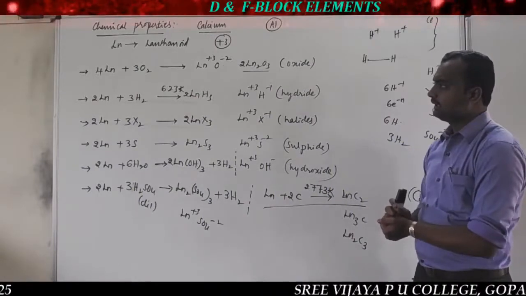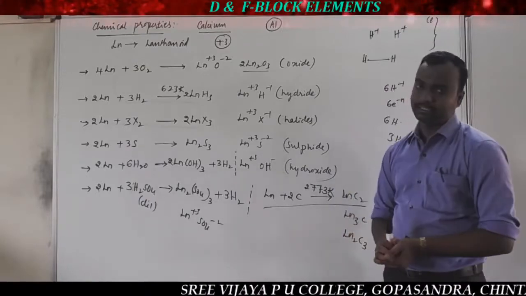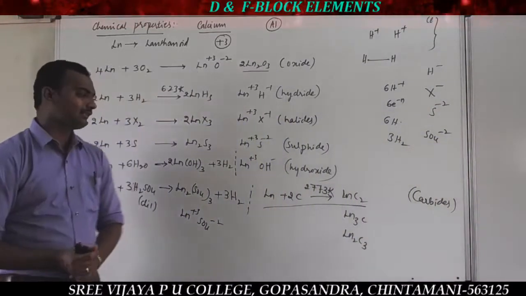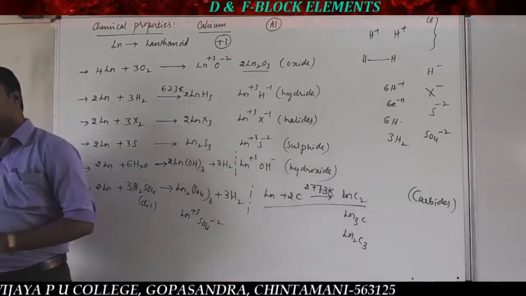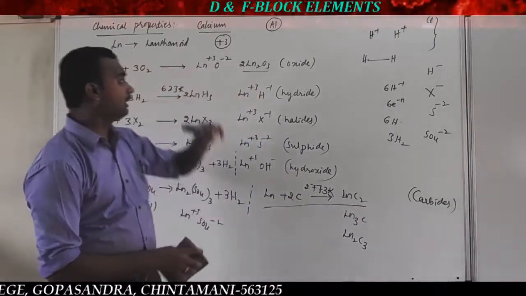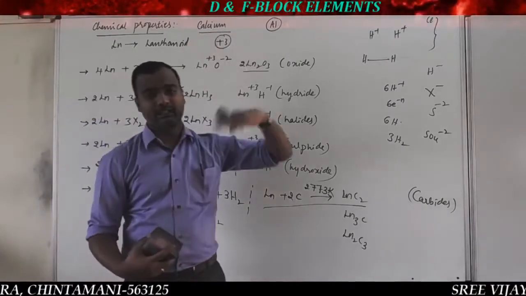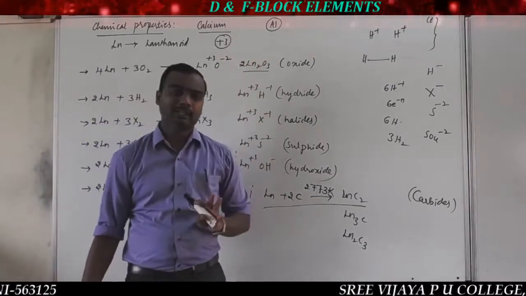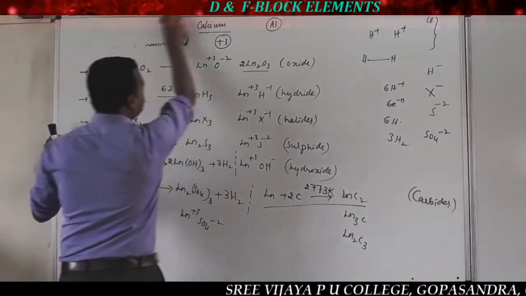So these are the reactions of lanthanides with different elements in the periodic table: oxygen, hydrogen, halogen, sulfur, water, acids, and carbon. That's about the chemical properties. Remember, in chemical properties, the earlier members of the lanthanides resemble calcium in reactivity, and the higher atomic number elements resemble aluminum in chemical reactivity. So that's about the chemical properties of lanthanides.